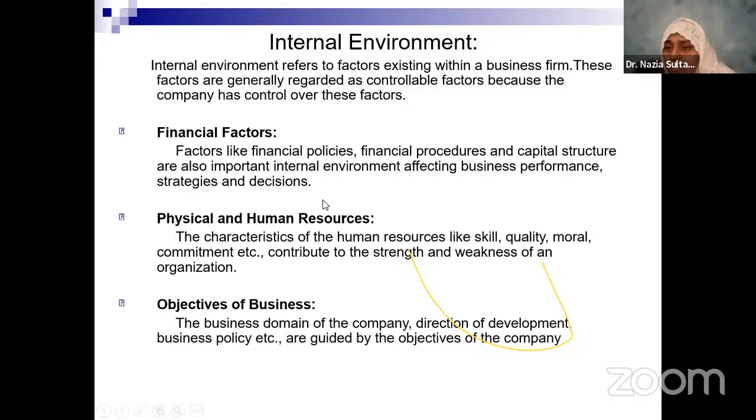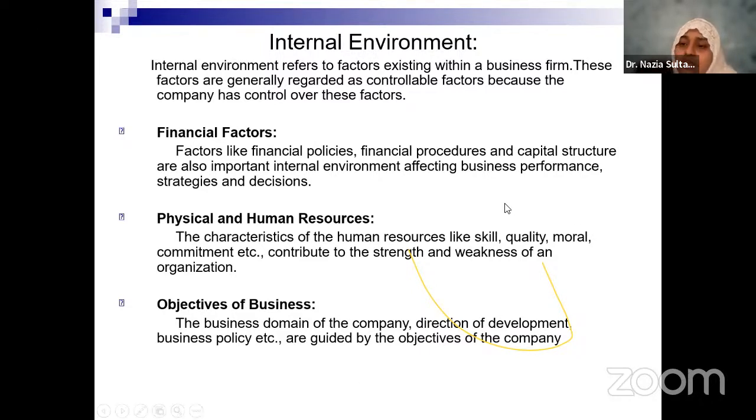Then you have all resources, physical and human, as I was talking about: skill set of people, number of people that you have in the company, what kind of value systems they have got, what kind of training was being imparted to them, what kind of expertise they have got. Put together will be your human resources which are there.